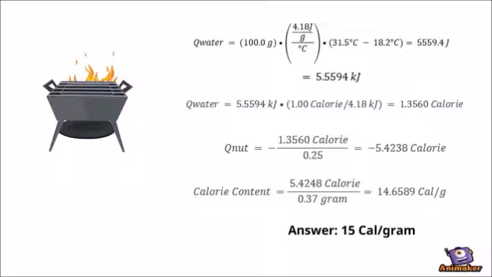This 5.4238 calorie of energy was released by burning 0.37 grams of the cashew. To determine the calorie content on a per gram basis, the calorie to gram ratio must be determined. Calorie content equals 5.4238 calorie divided by 0.37 grams equals 14.66 calorie per gram. Rounding to two significant figures, the calorie content equals 15 calorie per gram.